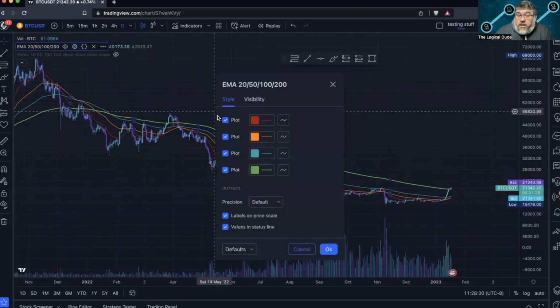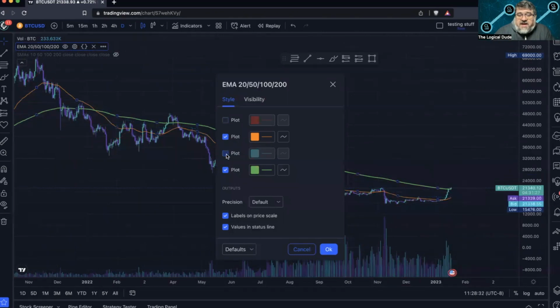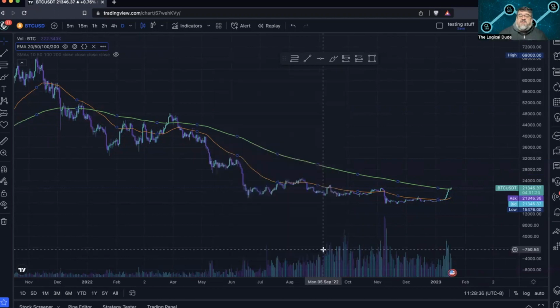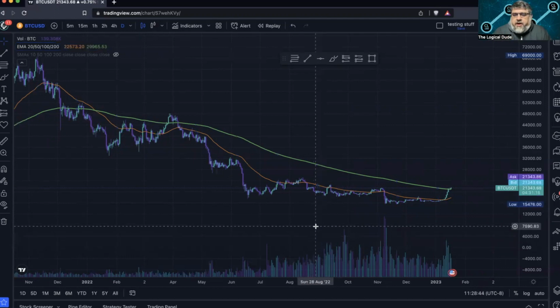What you can do, and what I like to do, is I like to focus down on two of them. So I like to focus on the 50 and the 200. Okay, these two are just kind of like the golden pair in trading, I guess. So there are a lot of trading strategies that are based on these two moving averages.